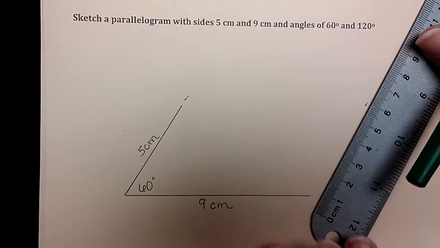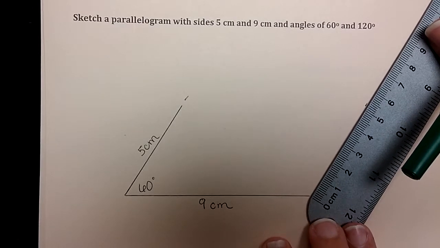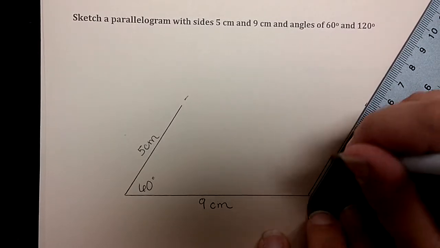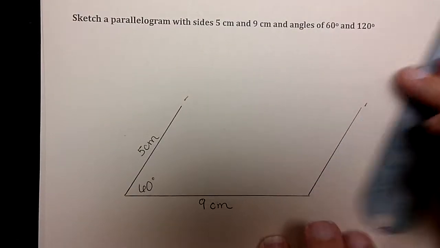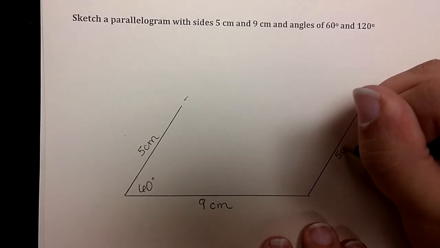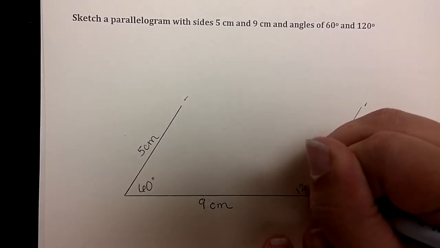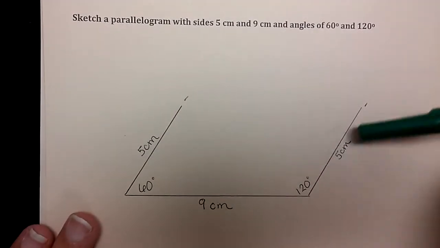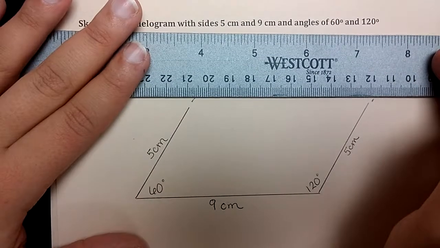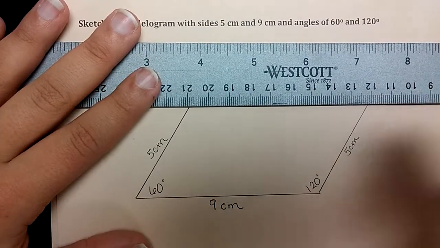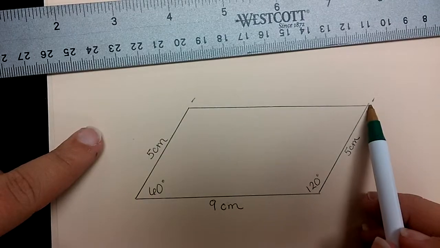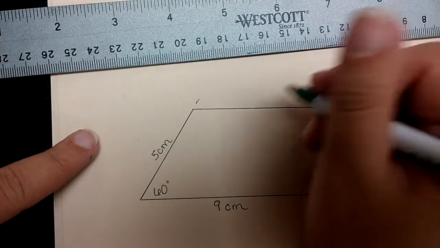So now we do the same thing. I line up my ruler with my tick mark that I made, and I go 5 centimeters in that direction. And that one was 120 degrees. We connect them. Oh, I connected them a little bit off up there.